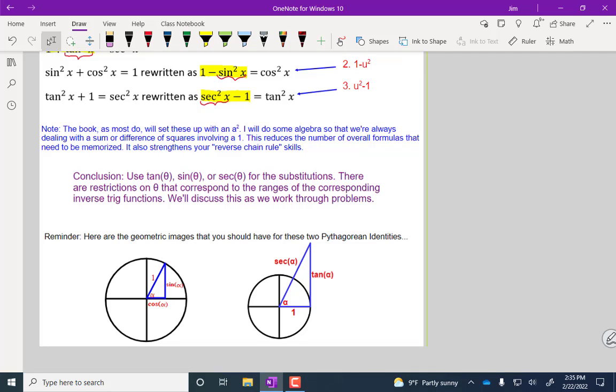So again, having those really quick in your mind, that visual is really helpful. You can just start moving back and forth between secant squared equals tan squared plus 1, or tan squared equals secant squared minus 1. You want to be able to have that at your fingertips really quickly because we use it so much. Okay, so only these three: sine, secant, or tangent.